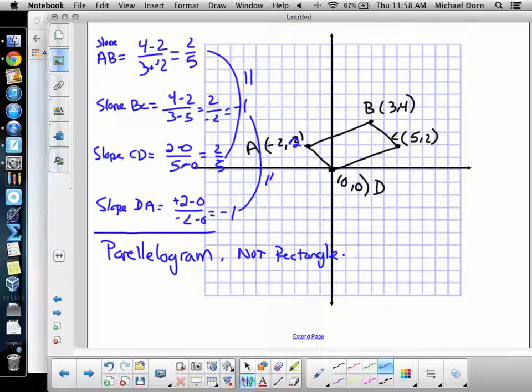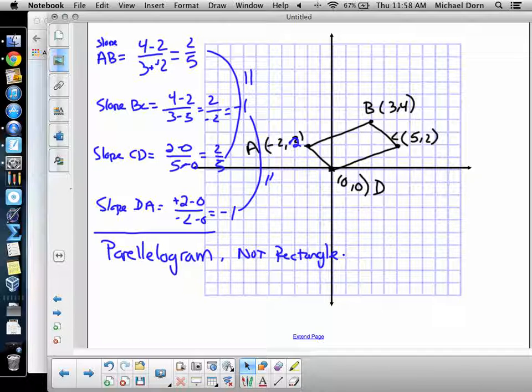The question is, is it a rhombus or not? To do that, there are 2 different ways. I can see if the diagonals are perpendicular or not. If they're not perpendicular, it's not a rhombus. The other way I could do it is by finding the lengths of 2 consecutive sides to see if they're congruent. But either way, it's going to take me 6 measurements to show. I've only got 4 right now. This is going to require 6.